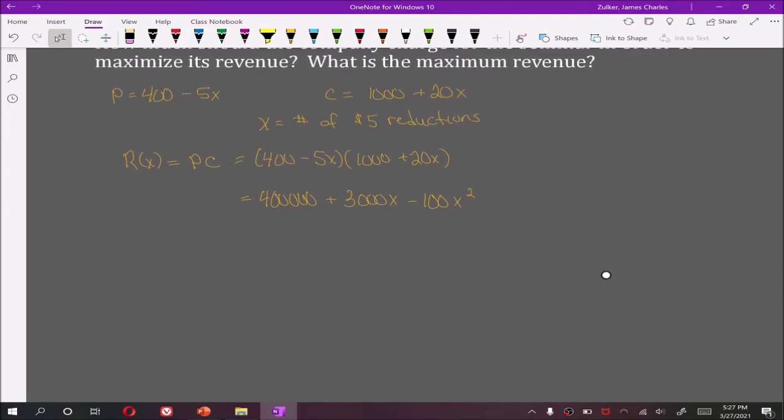For the domain, again, we must have price larger than 0. So you'll find that x is less than or equal to 80. Domain will then be 0 less than or equal to x less than or equal to 80. And again, remember, x is the number of $5 reductions.